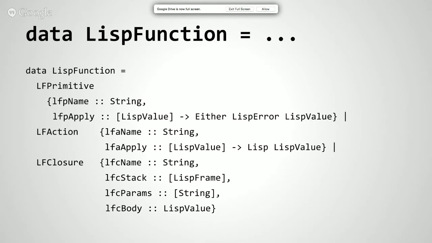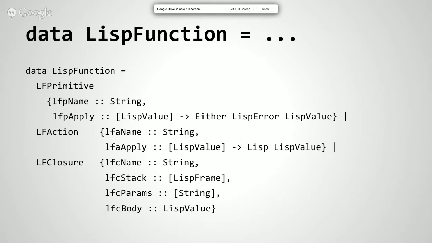So Lisp function has 3 cases. LF primitive is for the built-in stateless functions like adding, subtracting, and they can throw an error. So first of all, they have variadicity, so they can take a list of Lisp values, and it will either return some kind of error or it will give you a value.